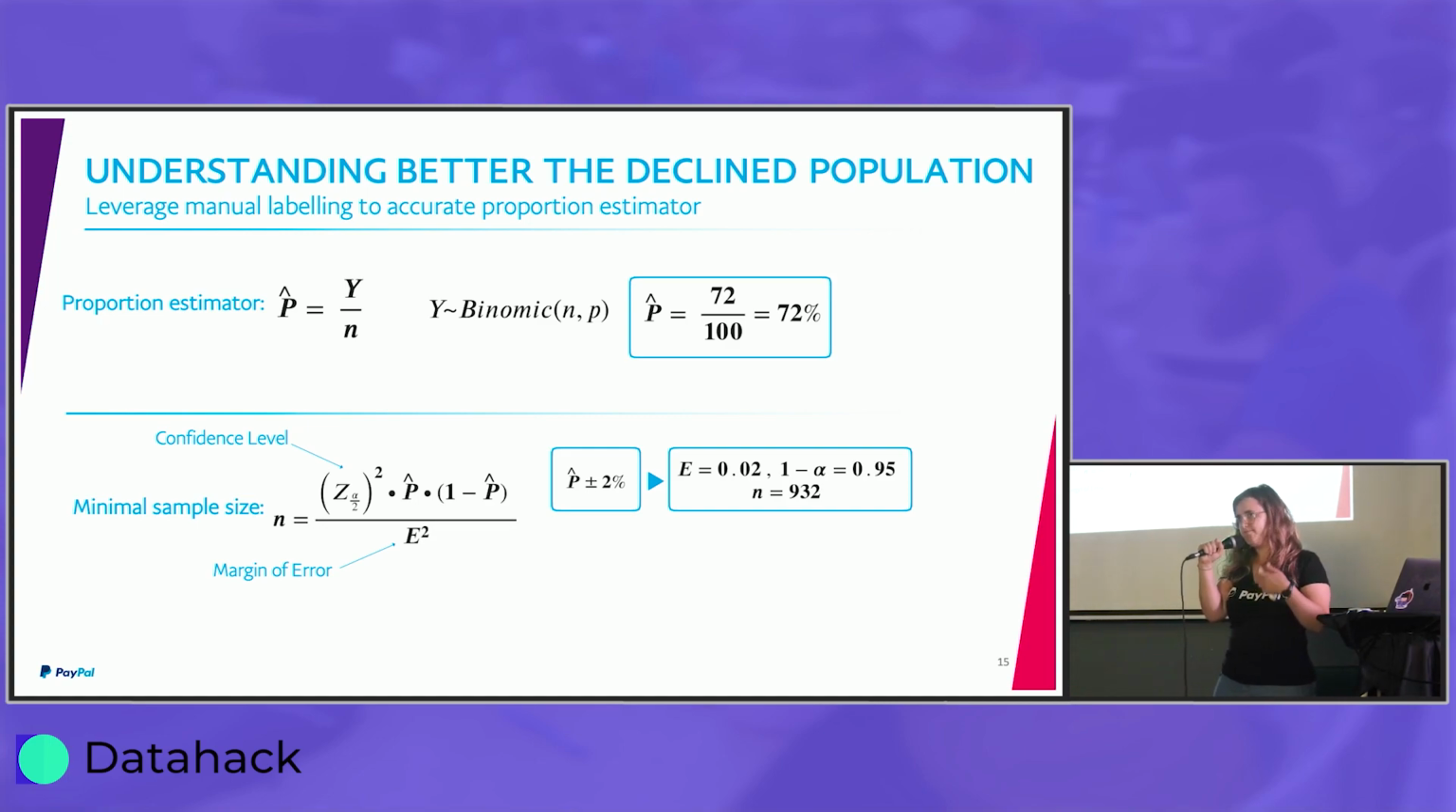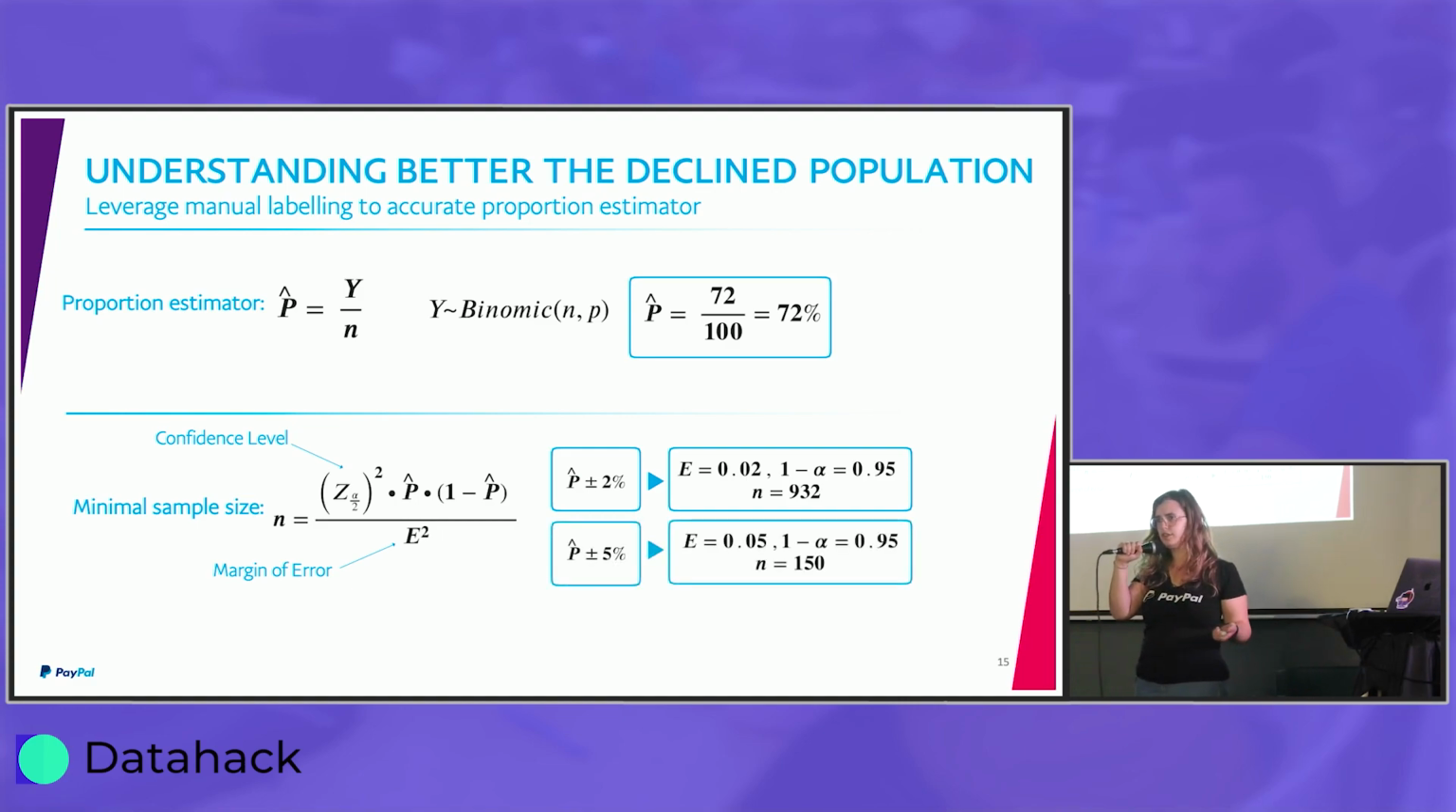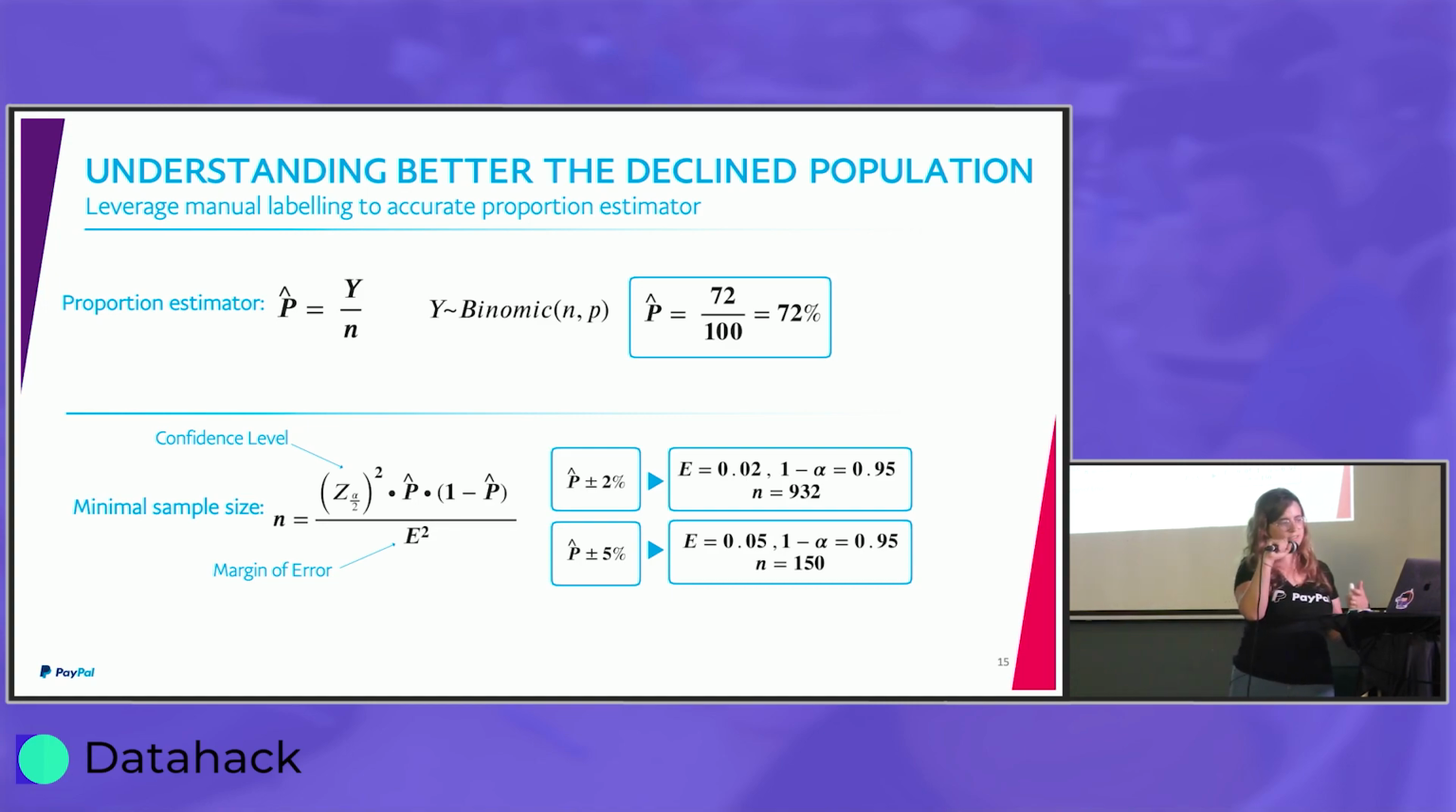So in addition to just getting this number, to know the minimal sample size needed, we can use this equation also to better understand the trade-offs of reviewing more cases. For example, if we just change the margin of error to plus minus 5, we can see that the sample size needed drops significantly to 150. So we can better understand the implication of manually labeling fewer or more cases.